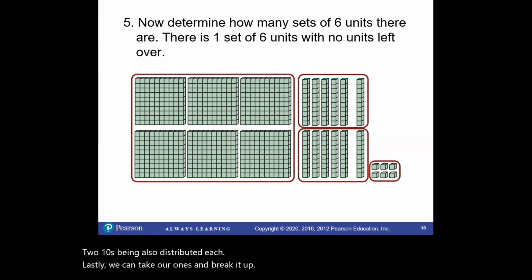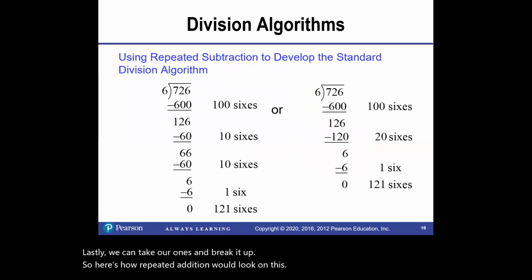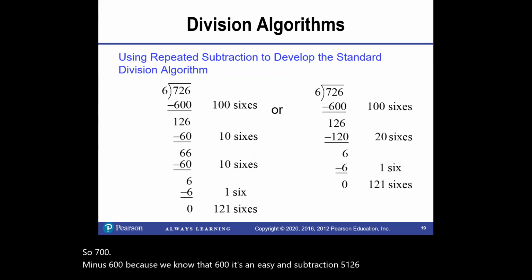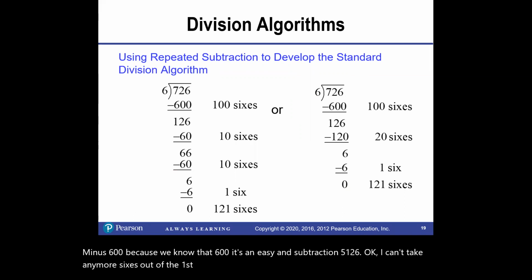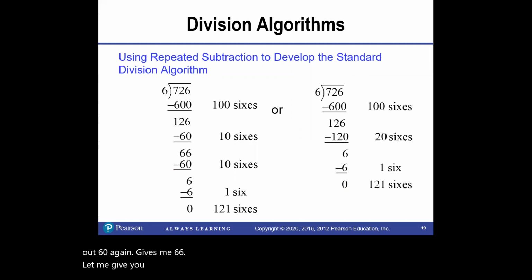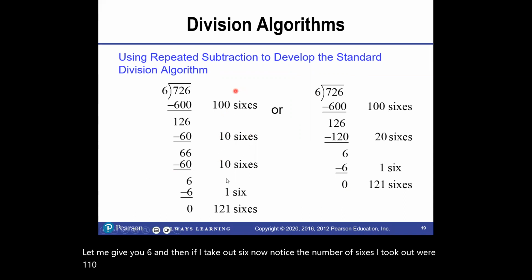So here's how repeated subtraction would look on this. So 700 minus 600, because we know that 600 is an easy subtraction, gives me 126. Okay, I can't take any more 6s out of the first spot. But I can take 60. That gives me 66. Then I can take out 60 again. Gives me 6. And then if I take out 6. Now notice the number of 6s I took out were 100, 10, 10, and 1. Add those together and you get 161.